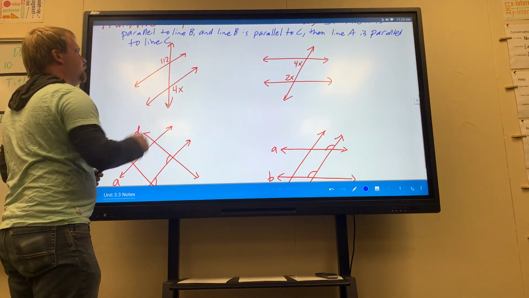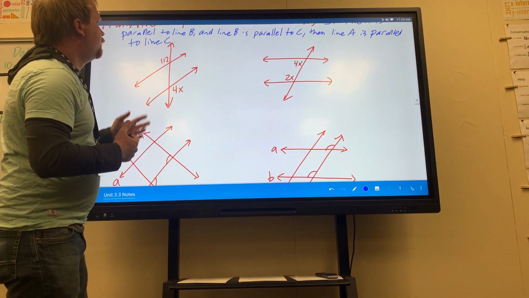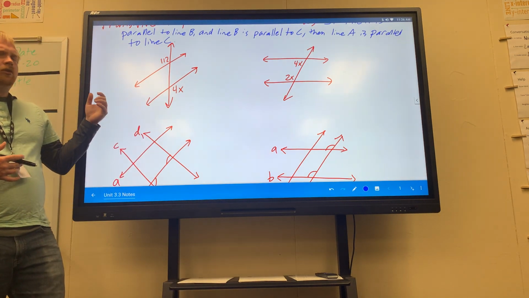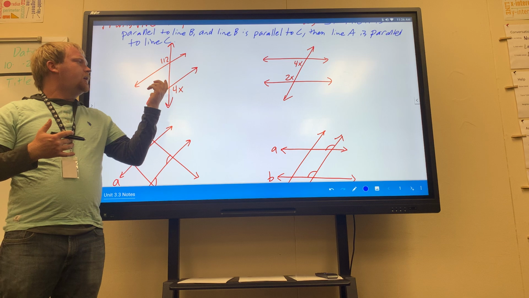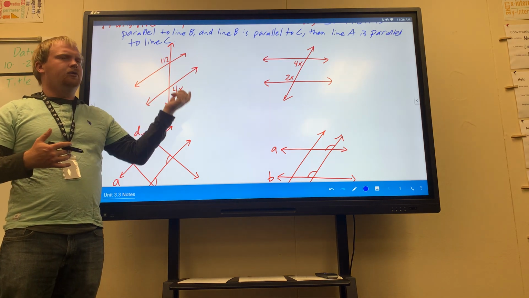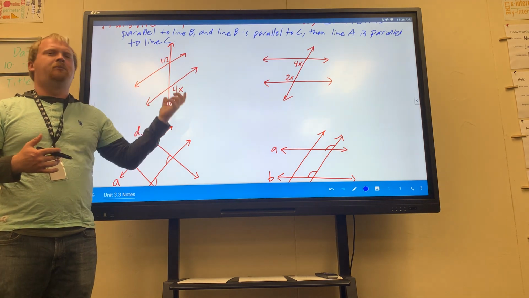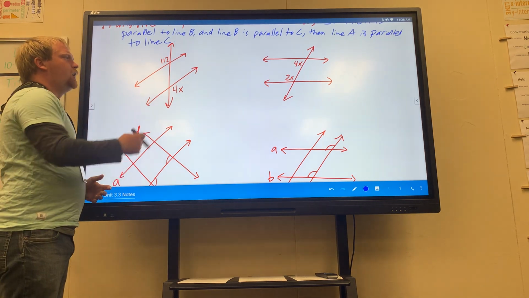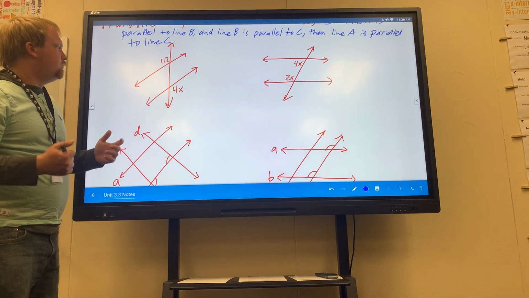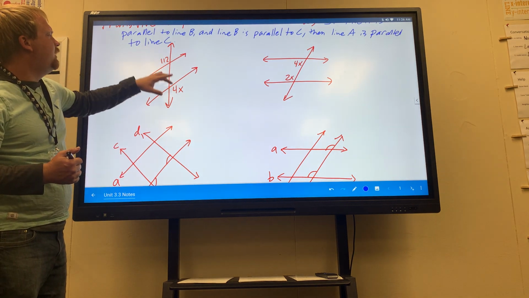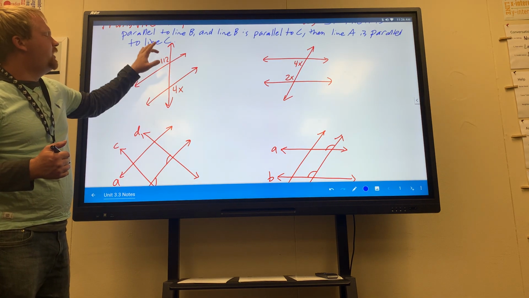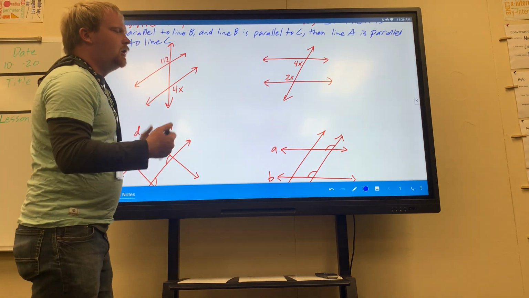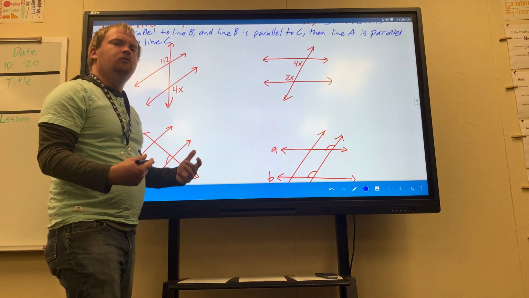Now, so let's look at this. Let's say we need to solve for x in order to determine that the angles are congruent to each other and that the lines are parallel. Or at least basically we're trying to solve for x where the lines are parallel to each other. Well, remember, I have a pair of alternate exterior angles. Now, if you recall, alternate exterior angles are congruent to each other.